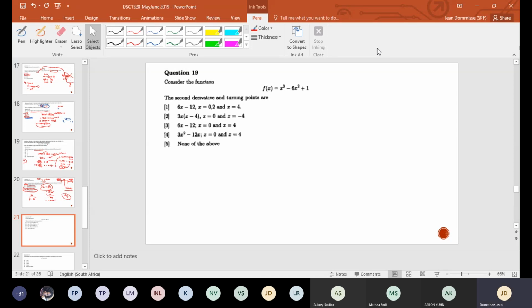Okay, this is quite interesting, the next question. So question 19, they're asking us to calculate two things here: the second derivative and then the turning points. And I don't even think we have talked about second and third derivatives or anything like that in our work nearly. So maybe this again is a good example of the things that they can ask.